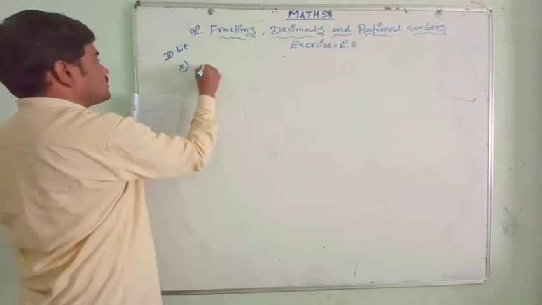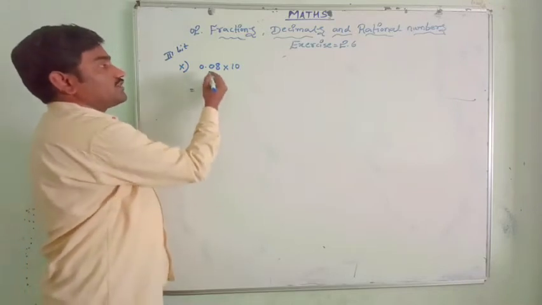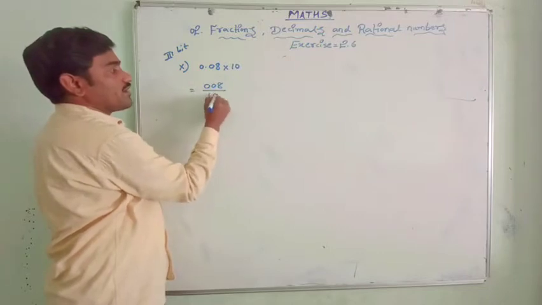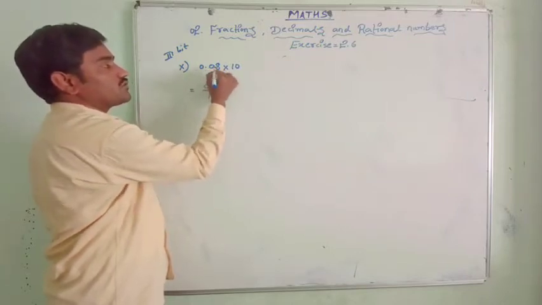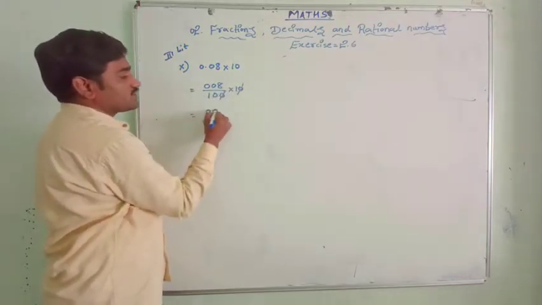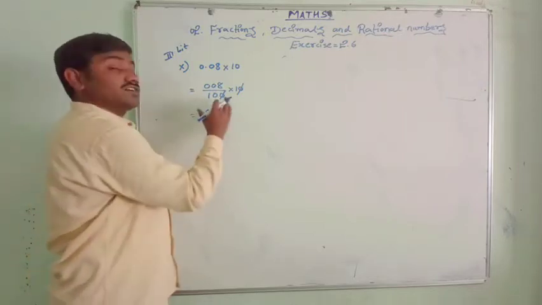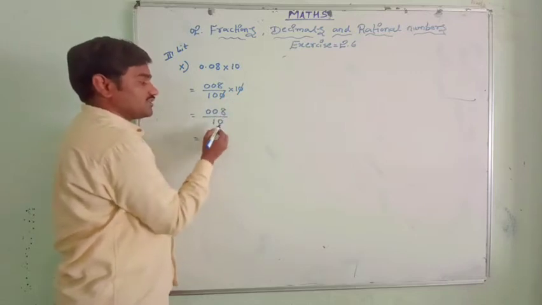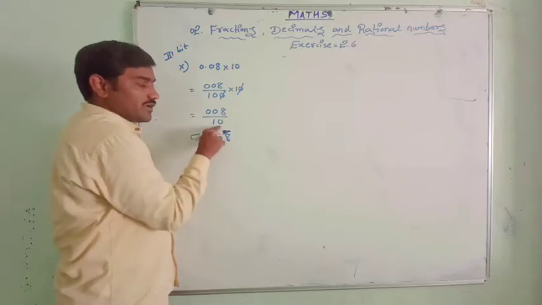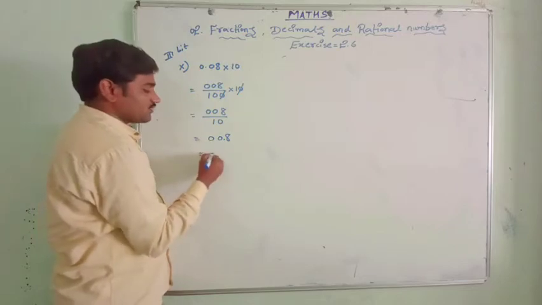Question number 10, 0.08 into 10. Simple. Observe now the decimal into fraction. 0.08 is 8 by 100, because after the decimal point there are 2 digits. Into 10. Here the 10s get cancelled. What is left here? 8 by 10. This is a fraction now, and we have to convert it to a decimal. How can we convert the fraction into a decimal? In the denominator there is only 1 zero, so you count one digit from the right side. That is, 0.08 is nothing but 0.8.